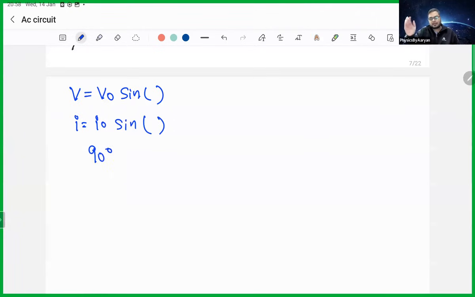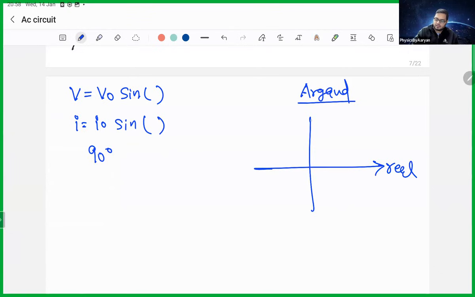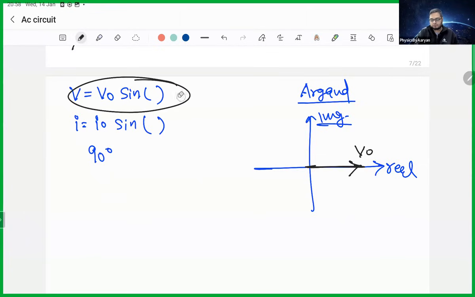Let's make these diagrams in the Argand plane, the complex plane. In the complex plane you have the real axis and the imaginary axis. I was giving the voltage, so this is my voltage, this is my V naught. So voltage can be written simply as V naught, meaning voltage is a real number. Basically, I'm writing it on the real axis. My current is 90 degrees behind, so my current is here. This was my voltage, and this is my current.